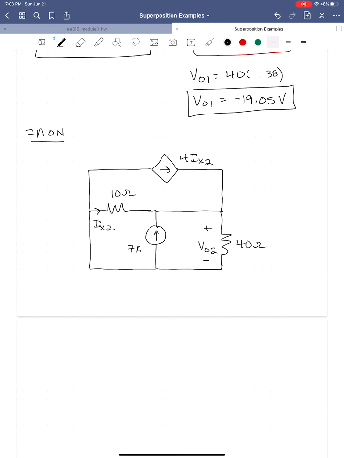I did this using nodal analysis, but again, you can solve for Vo2 using any method that you like. I see that there are a whole bunch of connections here at this node relative to this node. So we really only have 2 nodes in the circuit. I'm going to identify these 2 nodes here and here. I'm going to make this one my reference node, and I'm going to call this one V1.